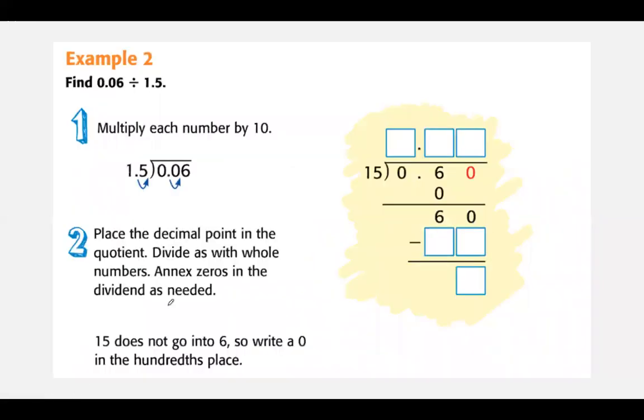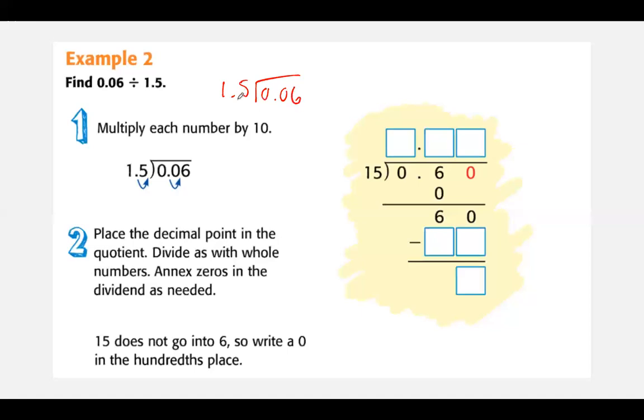Okay, so let's start from scratch on a brand new one. So I need to find 6 hundredths divided by 1 5/10. So this is how I'm going to write it, 1.5 here.